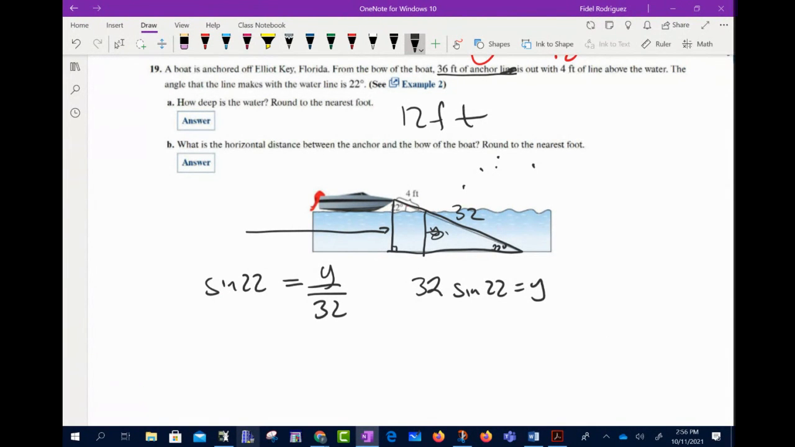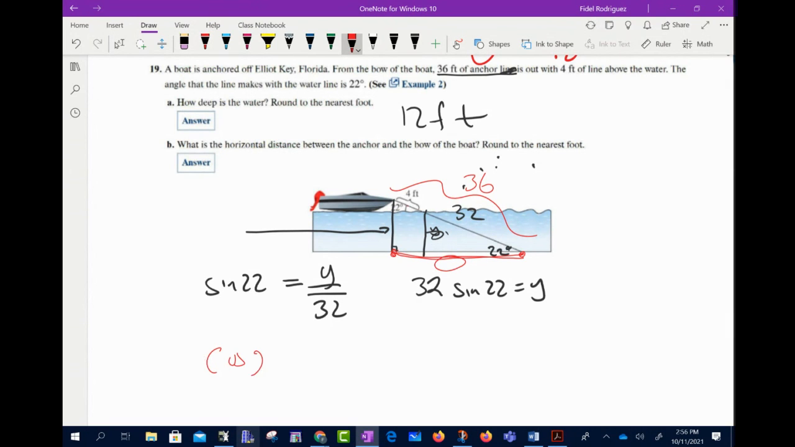All right, part B says, what is the horizontal distance between the anchor and the bow of the boat? So the horizontal distance between the anchor, here's the anchor, and the bow of the boat right here. This is what we're trying to find now, y'all. Y'all agree that this distance here was really 36, the whole thing? So if we're trying to find this distance here in the red, and we know that this angle down here was 22 degrees, right?